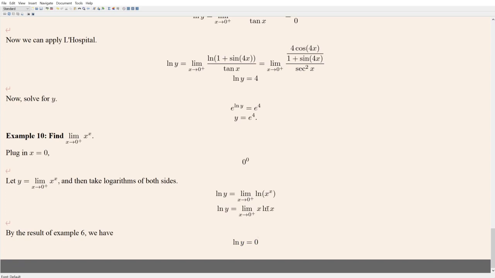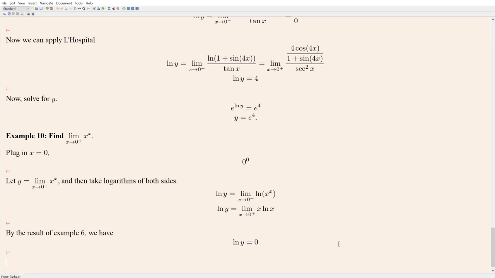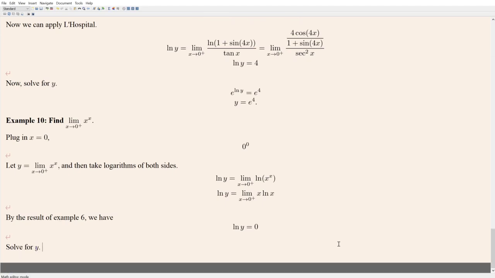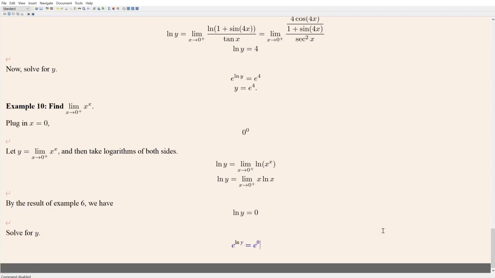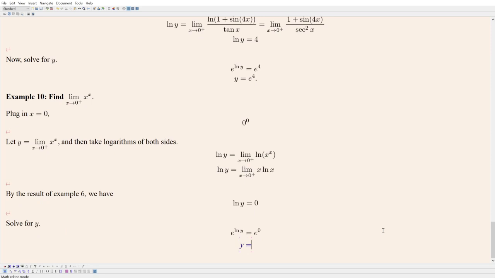Yep, because x is much stronger than the natural logarithm. So in the race to 0, this guy is going to 0, this guy is going to negative infinity. The x is stronger, so the x gets what he wants. And then finally, just solve for y. So take e to both sides. On the left it cancels, and on the right e to the power 0 is just 1.